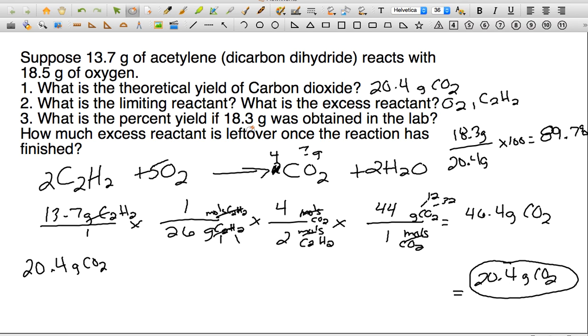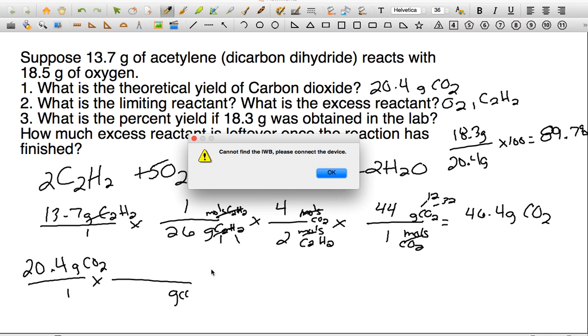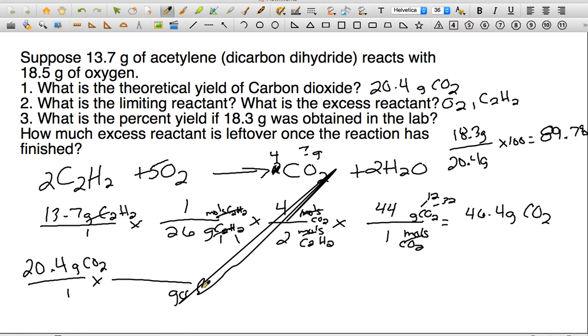Okay, so now that I've got that there, I'm going to erase it here. I'm going to take that back to my excess reactant. So notice it's this problem just in reverse. So I'm going to go grams of CO2. Whoa, sorry. Stop. Okay, sorry. Grams of CO2. Okay, the thing does not like me today. There we go. All right.